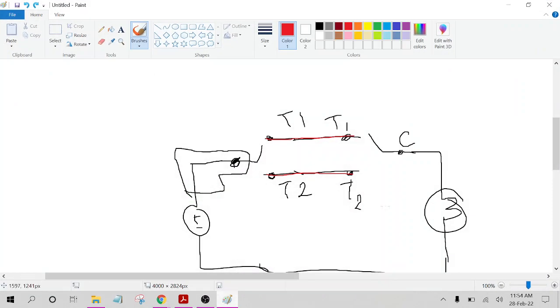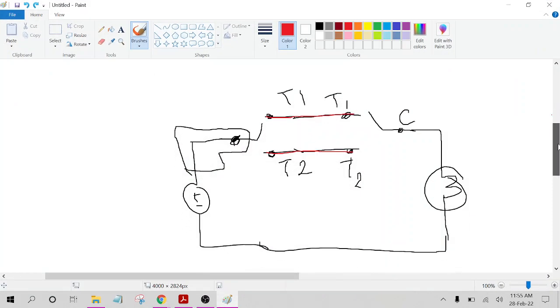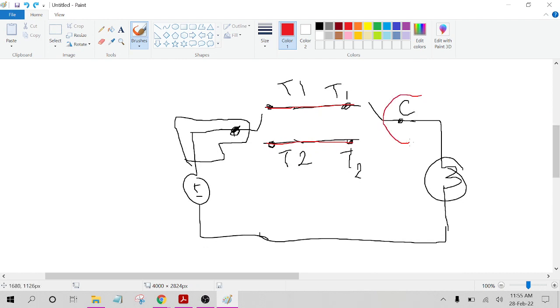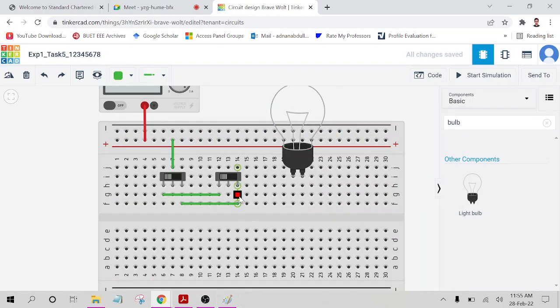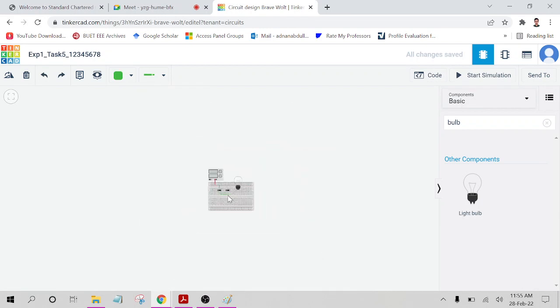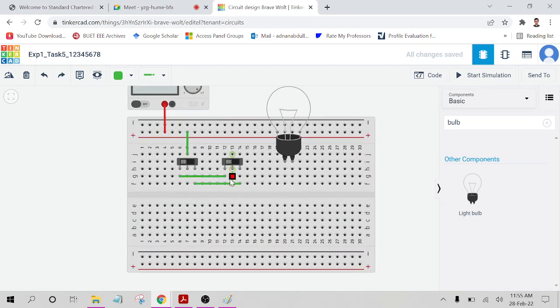Now next one is the connection of the bulb. The common terminal of switch 2 is connected with the first terminal of the bulb, right? So how can we do it here? This is the common terminal, the middle one. Oops. The middle one is the common terminal. This needs to be connected with our bulb, the first terminal of the bulb. Okay.